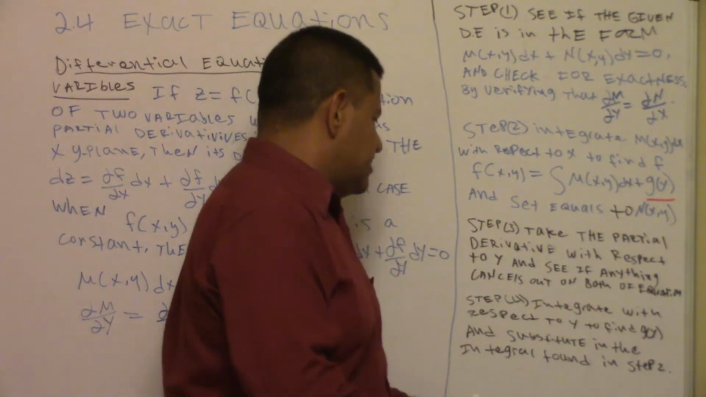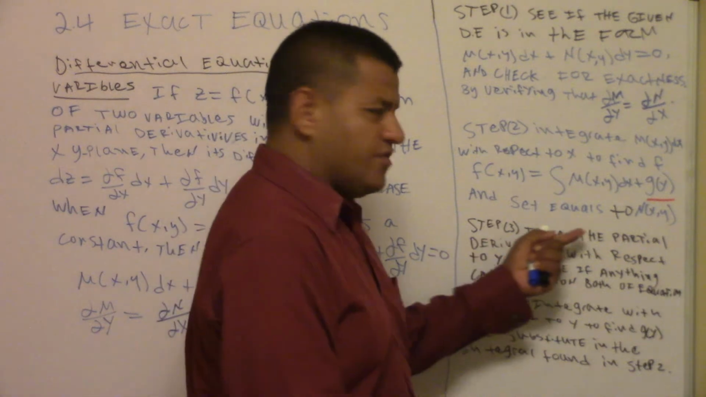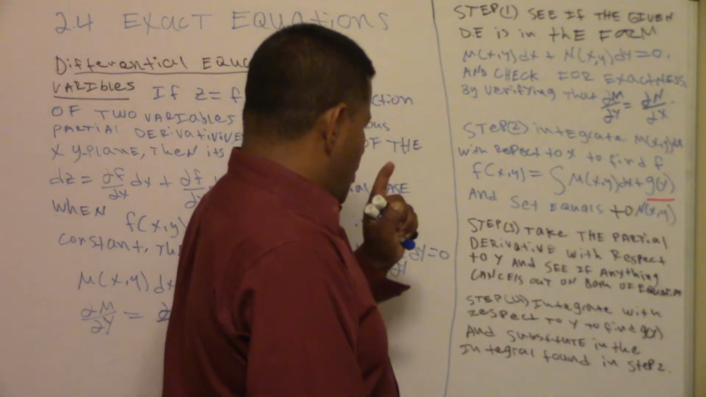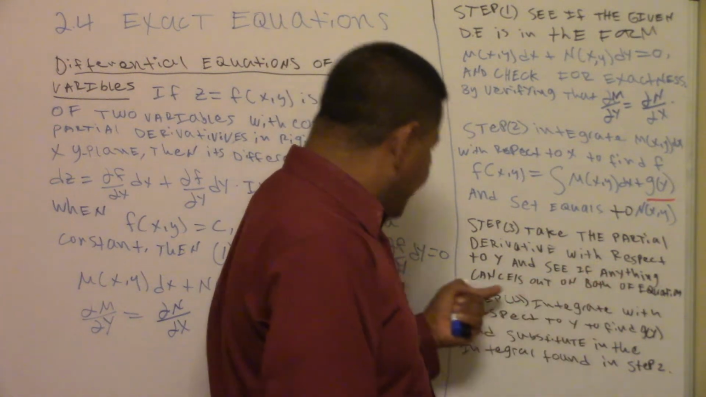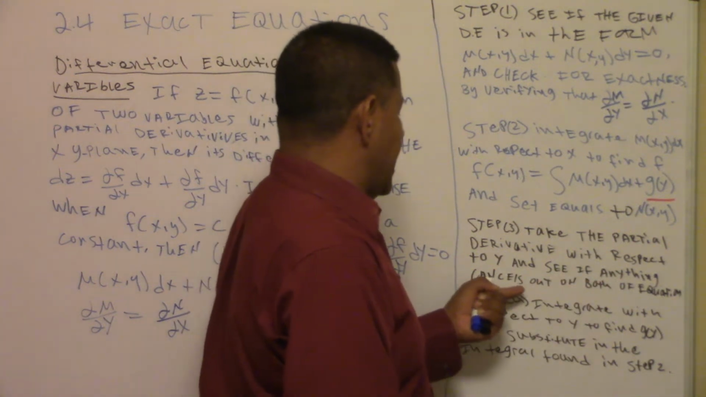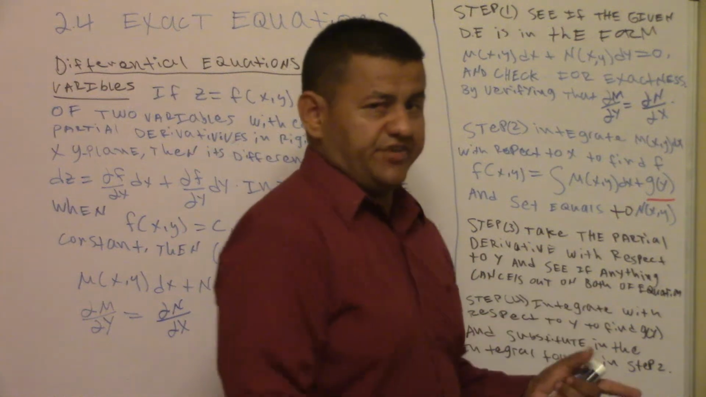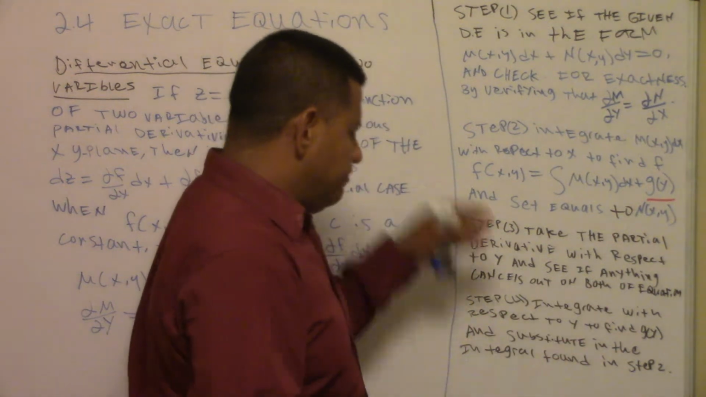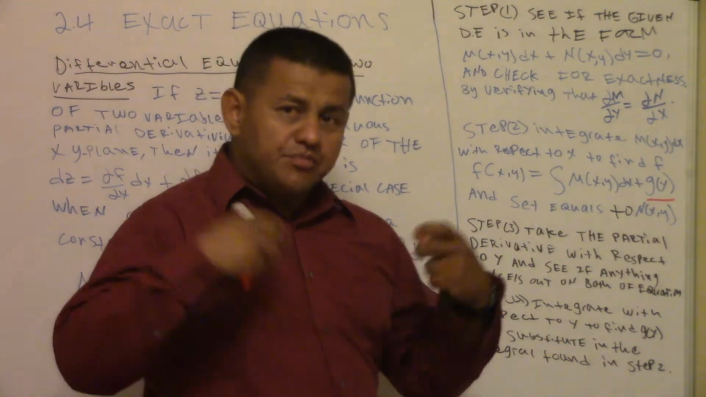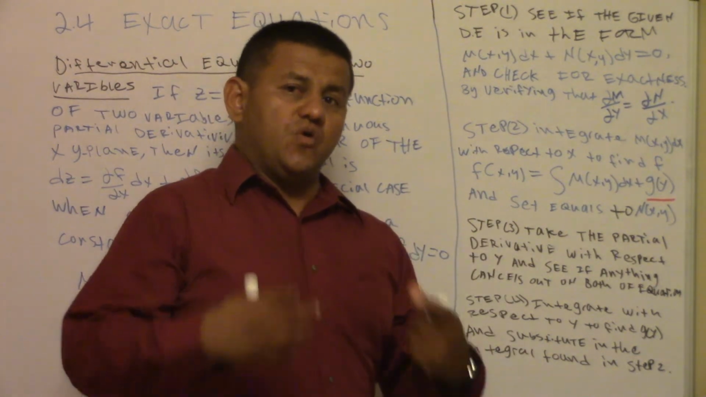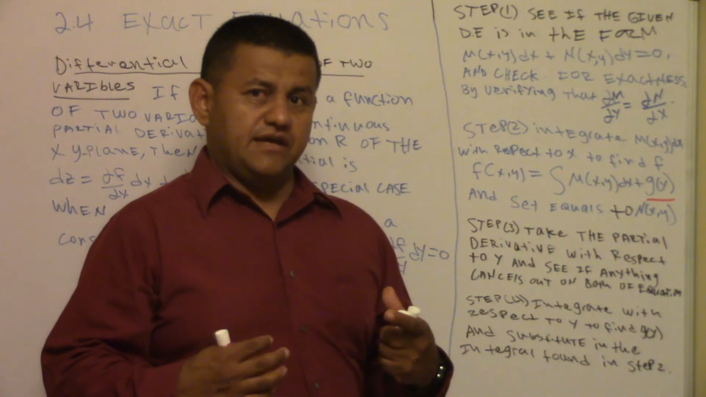Now, in step 3, we take the partial derivative with respect to y and see if anything cancels out on both sides of the equation, okay? The book doesn't say that, but my goal right here is to help students who are taking differential equations, okay?